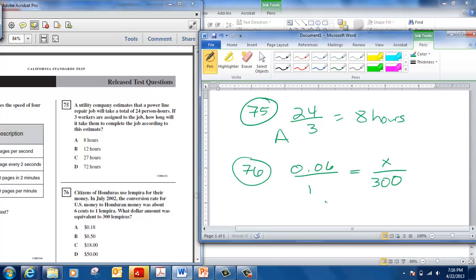Okay, nice proportion. Oh, 1 times 300 gives you 300. So 6 cents times 300. And you can do 3 times 6 would give you 18. Okay, so then you know it's going to be $18. And again, if you want to do that old school, you can. So it's 0, 0, 18, and I have 1, 2 decimal places, 1, 2. So 76 is C.